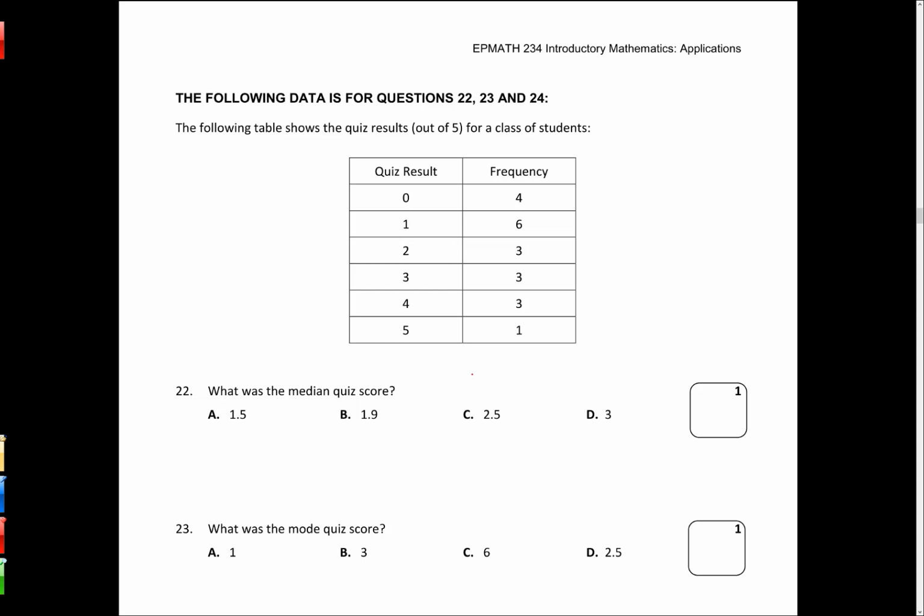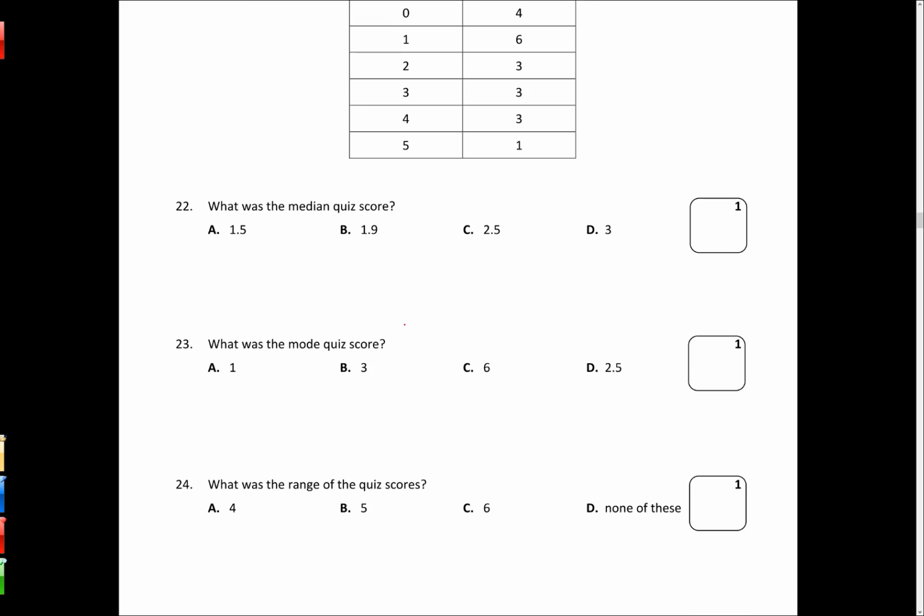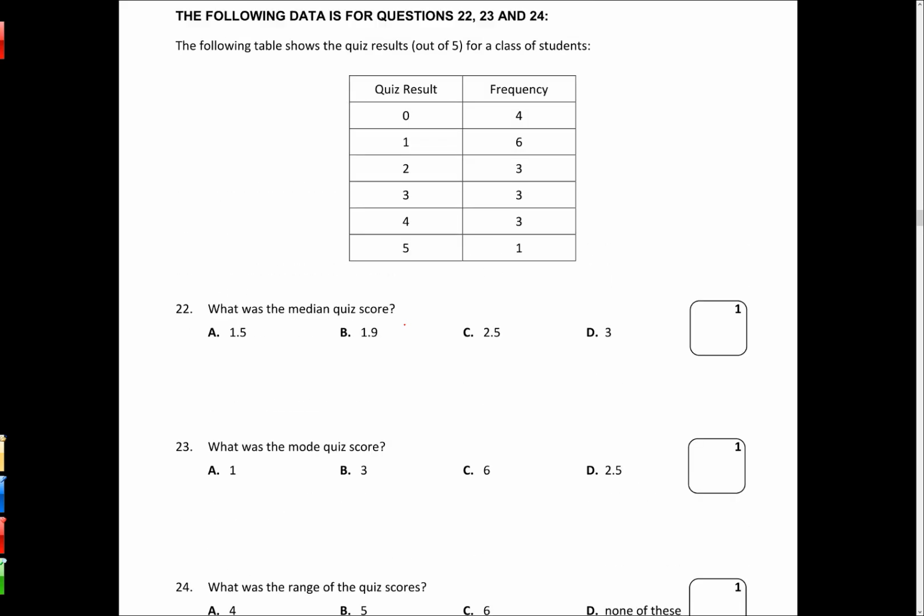Okay, bit of data. The following table shows the quiz results out of 5. So 4 people got 0, 6 got 1, so on up to only 1 person got 5. We're going to ask for the median, the mode, and the range. That's it. Well, no one's asking for the mean, so I'm not going to bother doing an FX column. I don't need to sum them all up. I've got median. Alright, well the median needs a CF column.